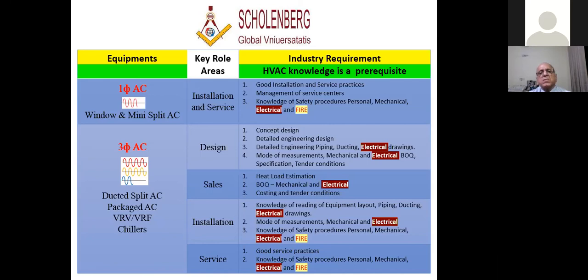So would you please give some insight about the cables of the electrical? What is the importance, and which types of cables are commonly used for the HVAC system now?